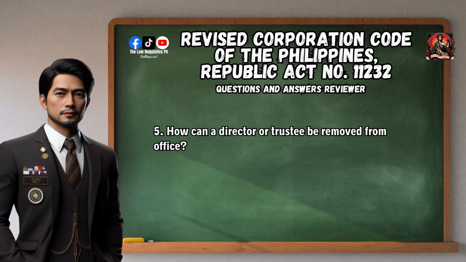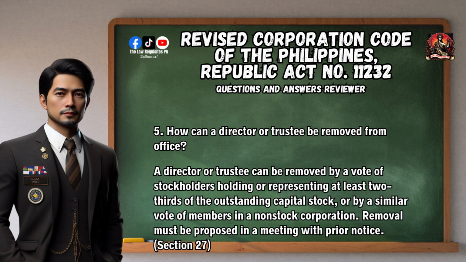5. How can a director or trustee be removed from office? A director or trustee can be removed by a vote of stockholders holding or representing at least 2/3 of the outstanding capital stock, or by a similar vote of members in a non-stock corporation. Removal must be proposed in a meeting with prior notice. Section 27.